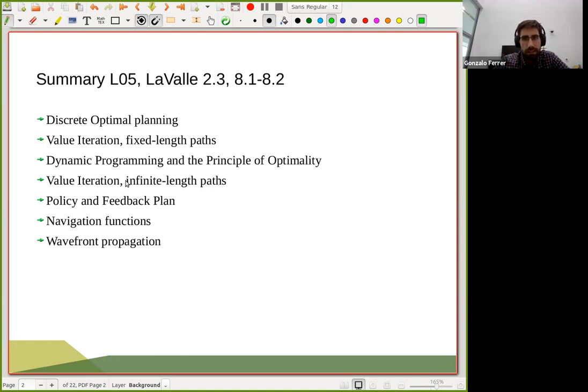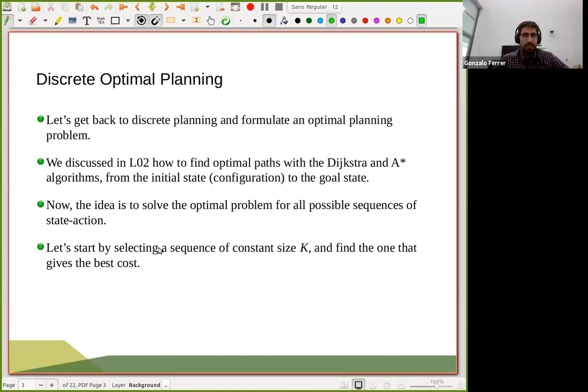So maybe these are terms that you have already heard, or you are familiar with them. But today we will give a kind of introduction from the planning perspective. There are many fields that use dynamic programming one way or another, but I hope we will motivate this from the planning perspective. And then we will explain what a policy is. And then, very important, navigation functions are going to be defined, and then a particular case of navigation function, which is wavefront propagation. So let's start.